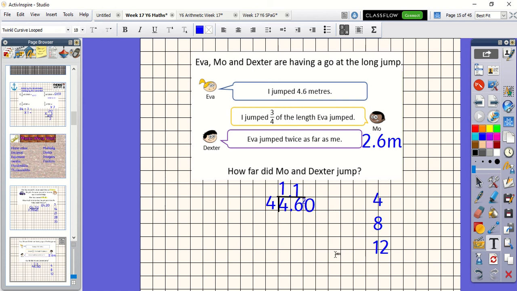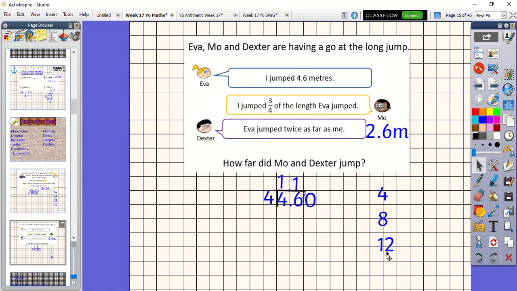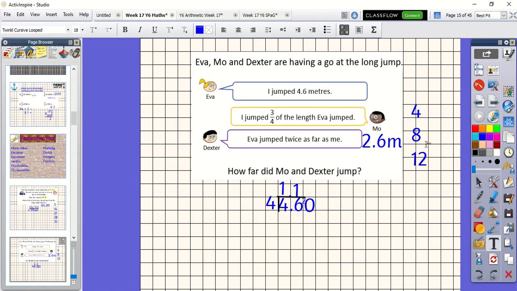There we go. So now that becomes how many 4s go into 20. If we carry on with our 4 times table, we will be able to see 4, 8, 12, 16, 20. You'll be able to see that it goes in 1, 2, 3, 4, 5 times. So I can then tell you that Mo jumped 1.15 meters.